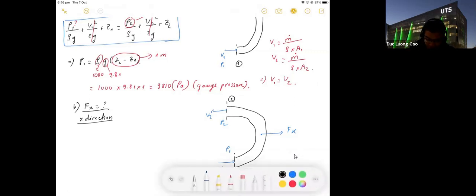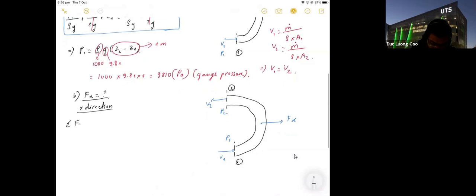Yeah, the equation we have is sigma Fx equal to sigma out beta m v out x minus sigma in beta m v in x. Okay, the equation.